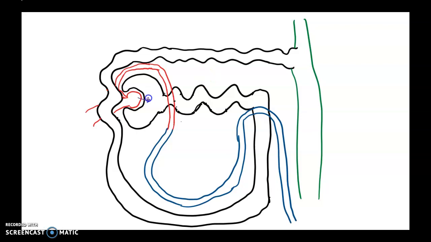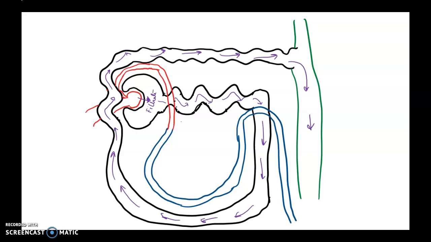So here we have glomerular filtration, right? So we have filtrate here. This filtrate will move down the proximal convoluted tubule, down the loop of Henle, and then it'll go through the distal convoluted tubule, right? And then ultimately get dumped into the collecting duct. So that's the pathway of the movement of the filtrate.